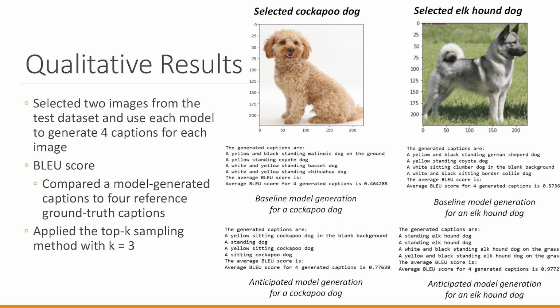As you can see in the images, the baseline model successfully generated complete sentences for the captions. However, it did a bad job describing the image details, including the breed, actions, background, and color. The anticipated model performs excellently on both images. Most of its generated captions are correct and informative, and the BLEU score for the anticipated model is much higher than the baseline model.